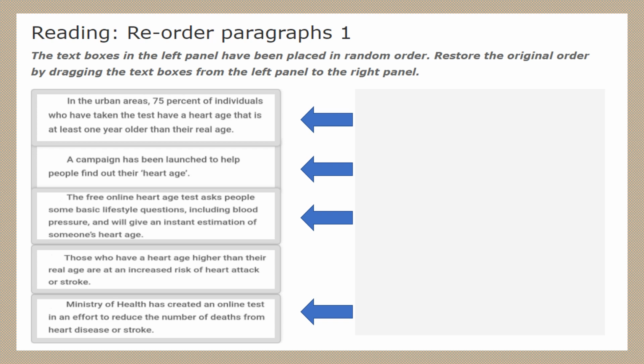Now again, there is a connection between the third and the fourth. In the urban areas, 75% of individuals who have taken the test have a heart age that is at least 1 year older than their real age. And in the end, we need to find the conclusion. Here, this is a conclusion, says those who have a heart age higher than their real age are at an increased risk of heart attack or stroke.